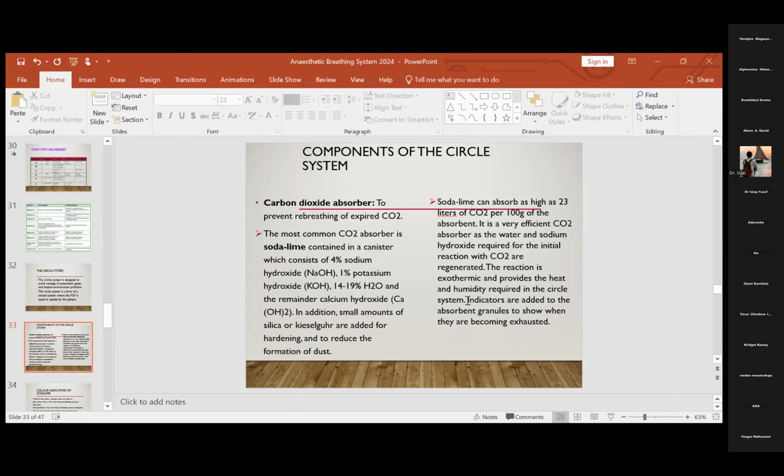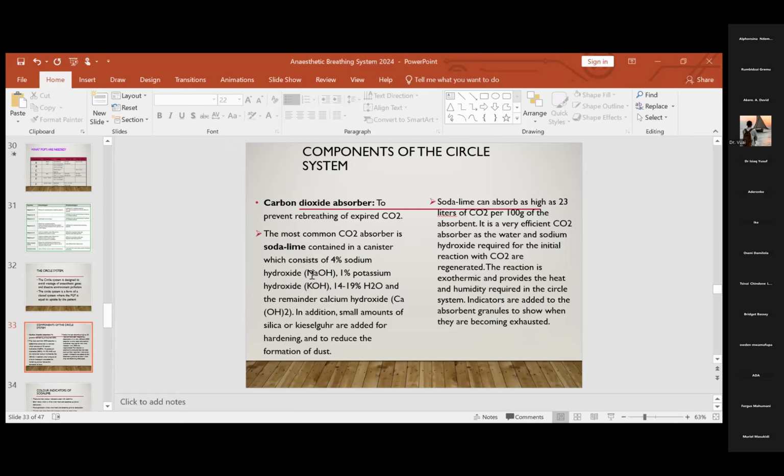And there are 2 types, but the most common carbon dioxide absorber is soda lime. All right, I'm sure we are familiar with it. The soda lime is contained in a canister, and it consists of 4% sodium hydroxide, 1% potassium hydroxide, less than 20% water, and the remaining is calcium hydroxide. So the bulk of the constituent of soda lime is calcium hydroxide. And in addition, you have a small amount of silica or kieselguhr that is added for hardening and to reduce the formation of dust.